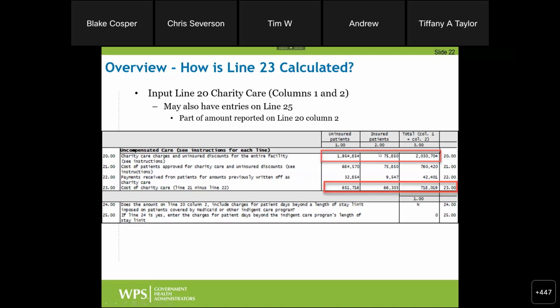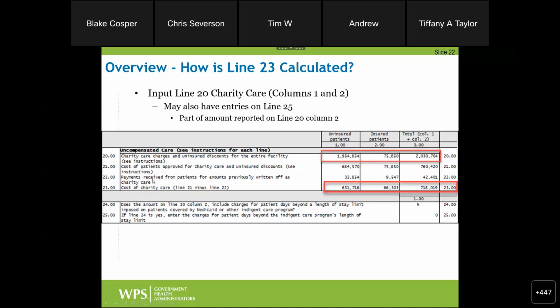So what I'll say is in many cases, what you see in line 20, column 2, and I skipped a line earlier, let me back up, in many cases, that'll match what's in line 21, column 2. Line 21 is just the cost of that charity care. Now, notice in column 1, our $2 million actually ended up being $684,000 of cost.